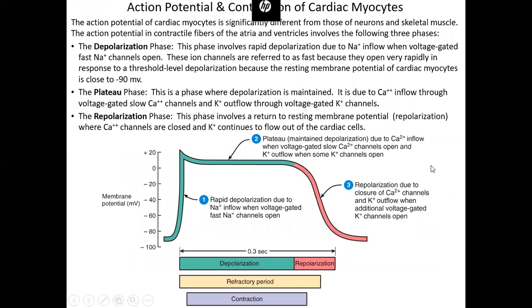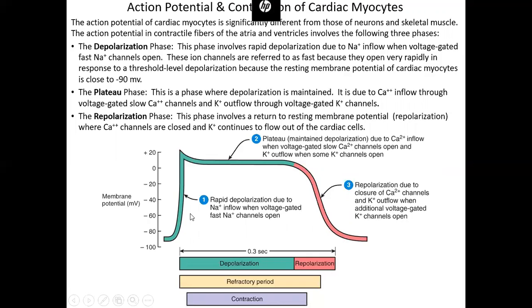Okay, let's talk about action potentials some more and contraction of our cardiac muscle fibers. As you can see here, this is an illustration showing you an action potential in a cardiac muscle fiber, a cardiac myocyte, and it's very different than what we saw both in our neurons and our skeletal muscle fibers. And we have kind of three phases represented here in our figure. Phase one, phase two, and then the third phase.